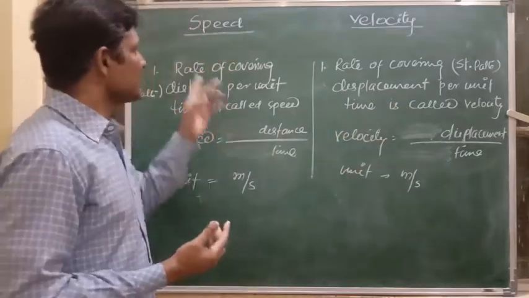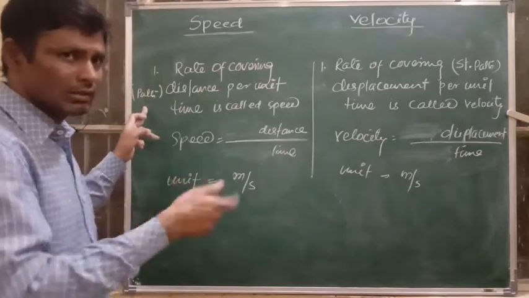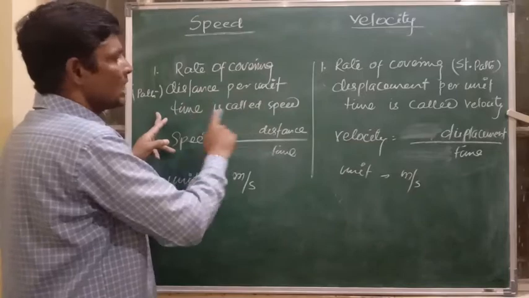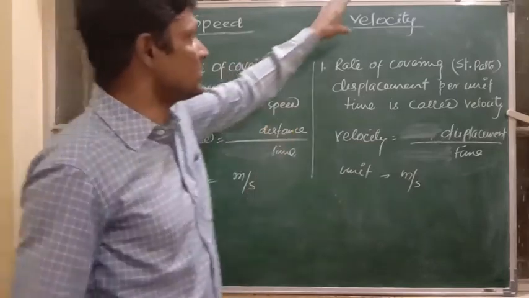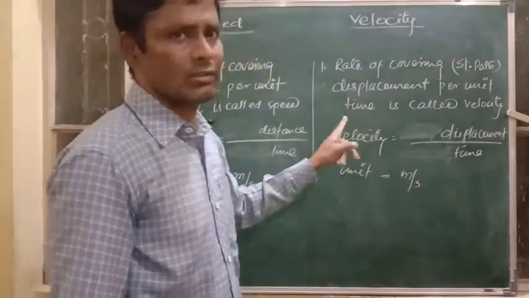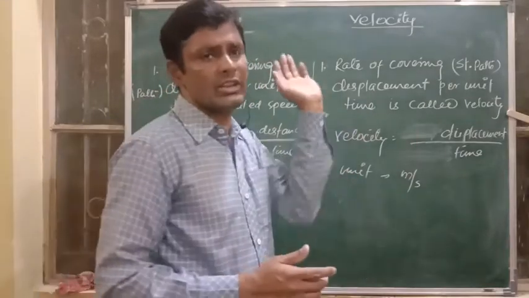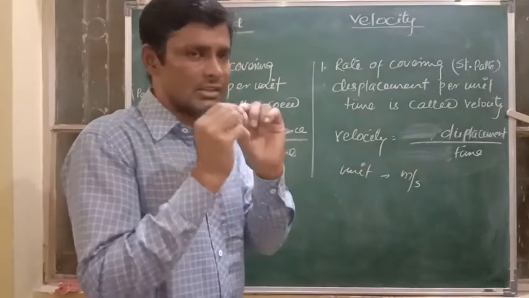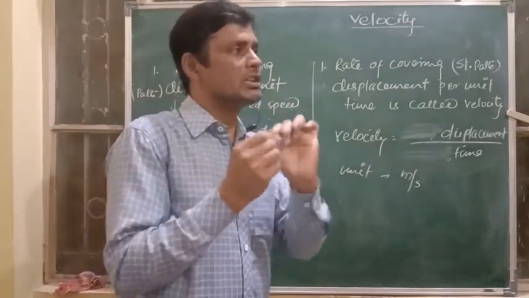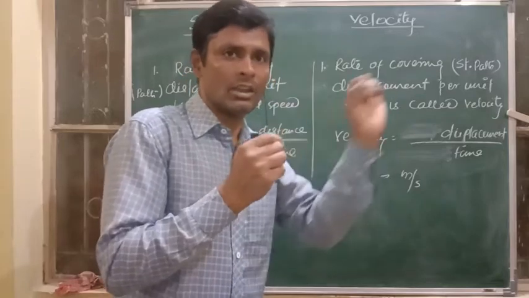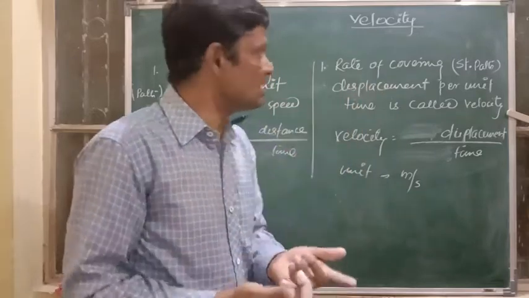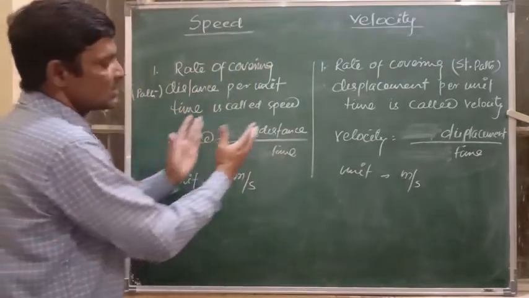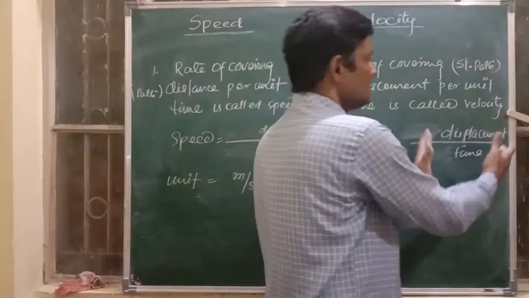Speed is the rate of covering the actual path he has taken, that is, distance per unit time. Velocity is the rate of covering a straight path. Whatever path the object has taken doesn't matter here. What matters is the straight line drawn from the initial to the final point, and the length of that path covered per second is the velocity. Speed is distance by time, and velocity is displacement by time.